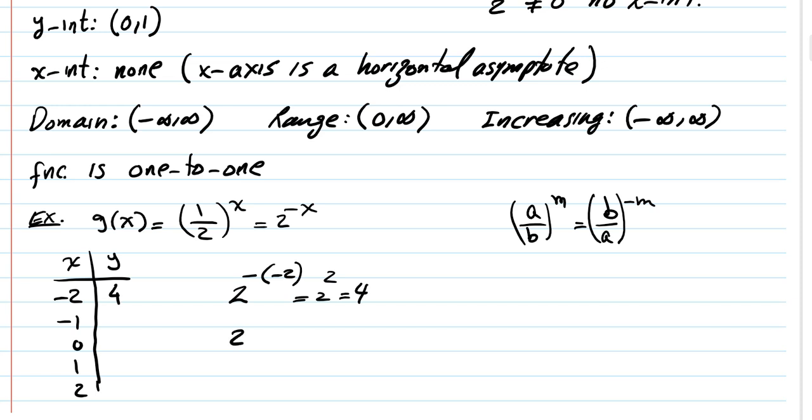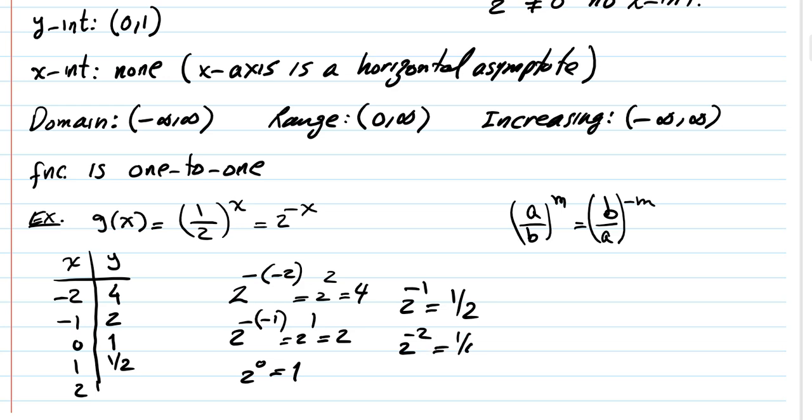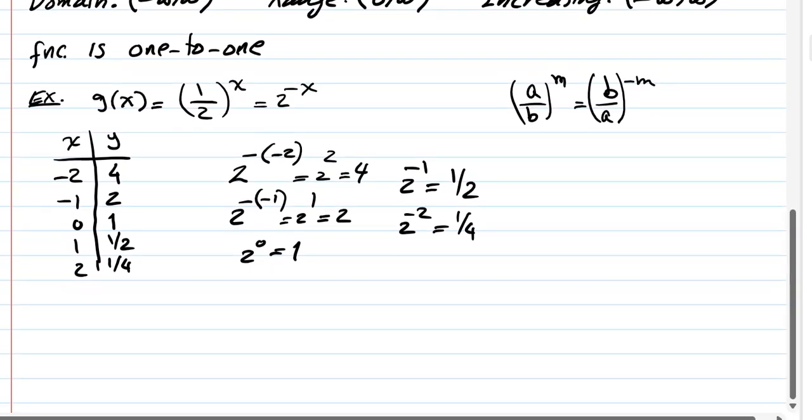Okay, when x is -1, not the base, x is -1. So that's 2 minus -1. That's going to be 2 to the first. So that's just 2. When it's 0, that's the easy case. That's 1. When it's 1, I have 2 to the -1, and that's 1/2. There you go. Now that's negative exponent. When x is 2, you get 2 to the -2. That's 1/4. And there you have it. So the numbers work out fine.